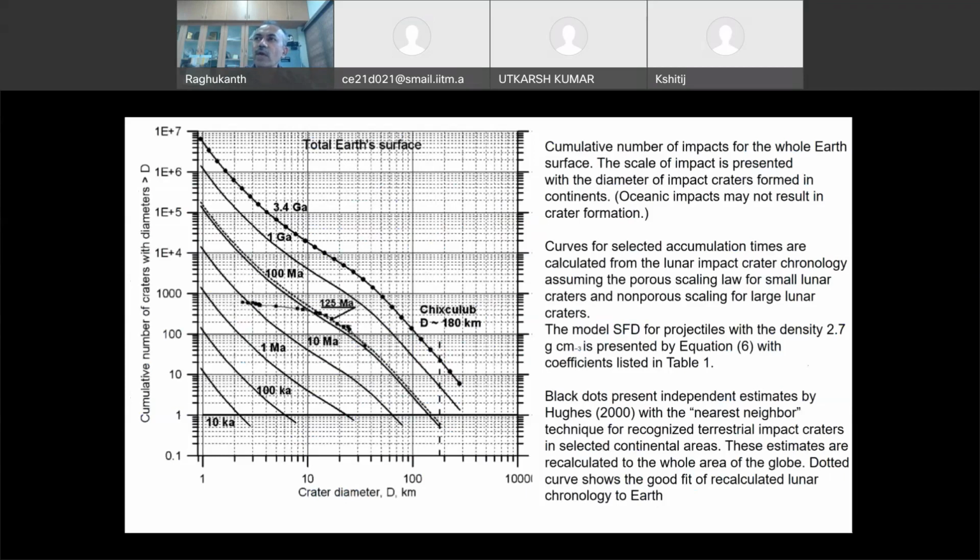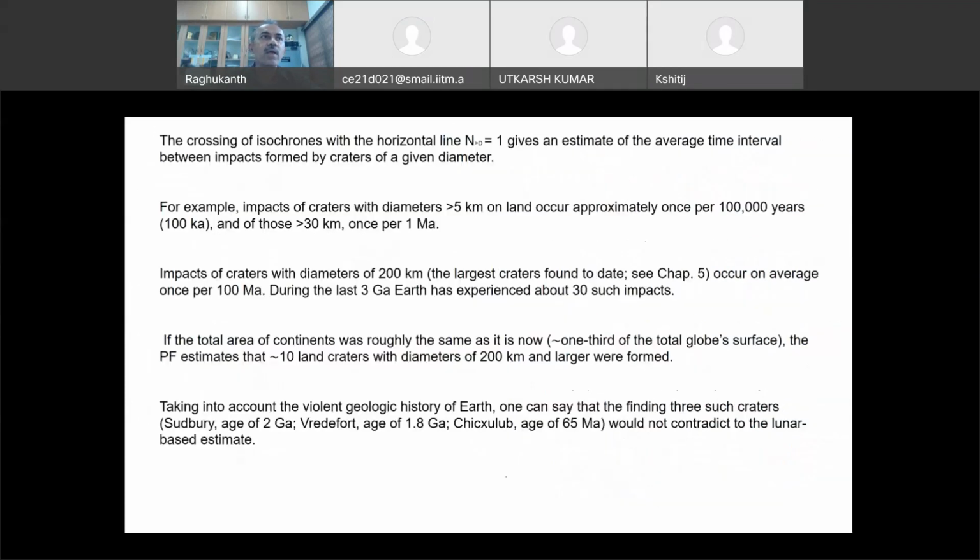So this is how we are trying to understand the geology, what happened on Earth 1 billion years ago, 2 billion years ago. Although we may not have the information, understanding the Moon helps you to understand our planet itself. This is the most important thing. Now on Earth, they say impacts forming craters of diameter more than 5 kilometers on land occur approximately once per 1 lakh years. These numbers people have also calculated, like 30 kilometers once per 1 million years, because these are very important when there will be a large impact on Earth, and all those studies have been done by this crater transfer.